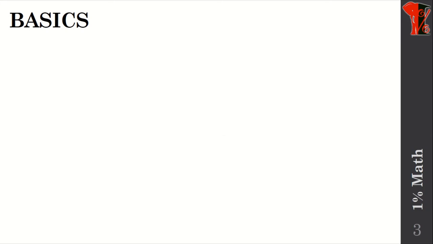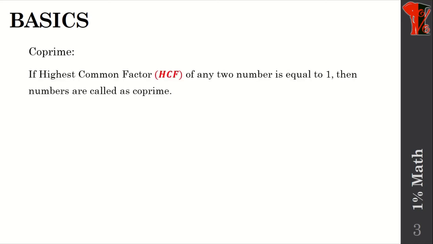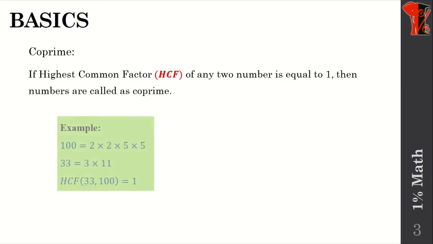The next basic is the concept of coprime. What is exactly coprime? If the highest common factor of any two numbers is equal to 1, then the numbers are called coprime. How is it possible? You can see a first example. 100 equals 2 into 2 into 5 into 5. 33 equals 3 into 11. Here we can see they are prime factorized, but as you look closely there is no number common between them. So therefore HCF of 33 and 100 will give you 1.